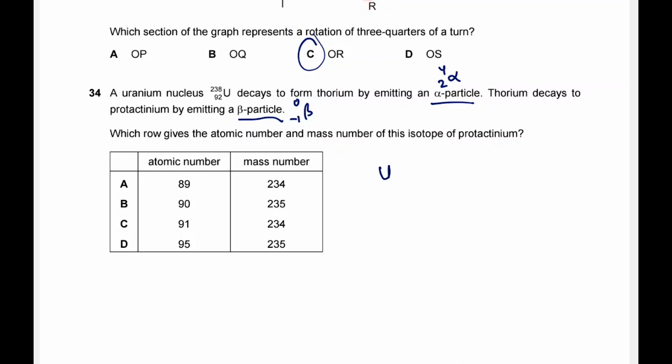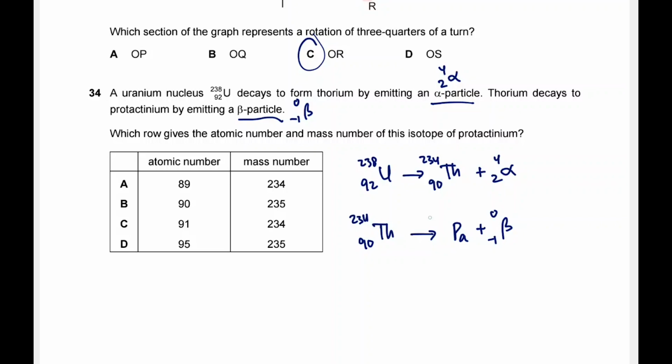So initially, 92, 238 emits an alpha particle and becomes thorium. So this will be 90 and this is 234. Thorium decays to protactinium, okay, and emits a beta particle. So this will be 234 and then this is 91. 91 and 234, C.